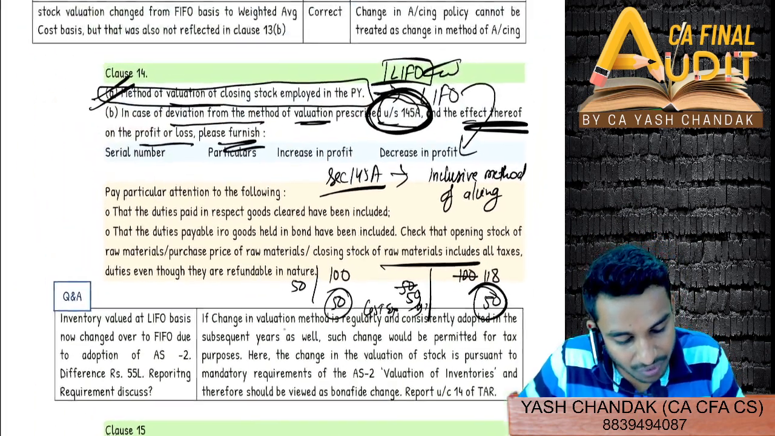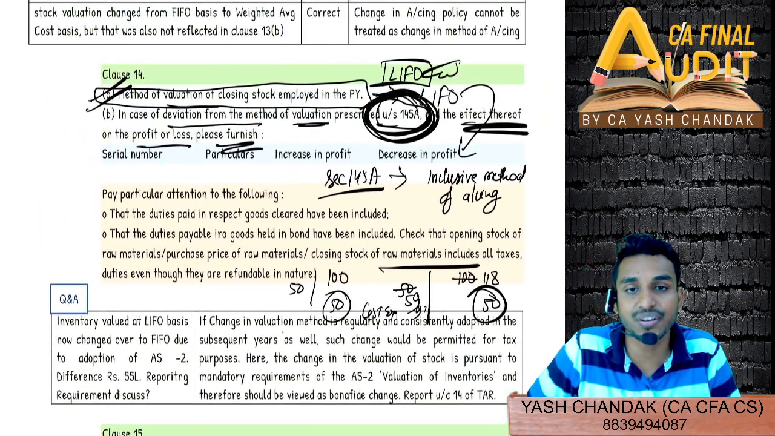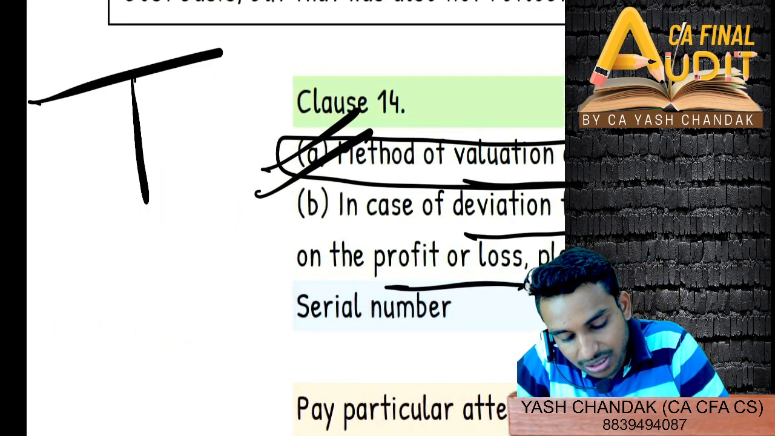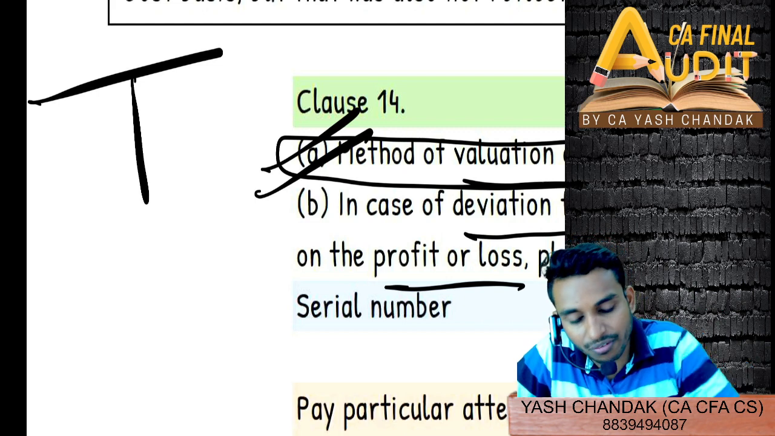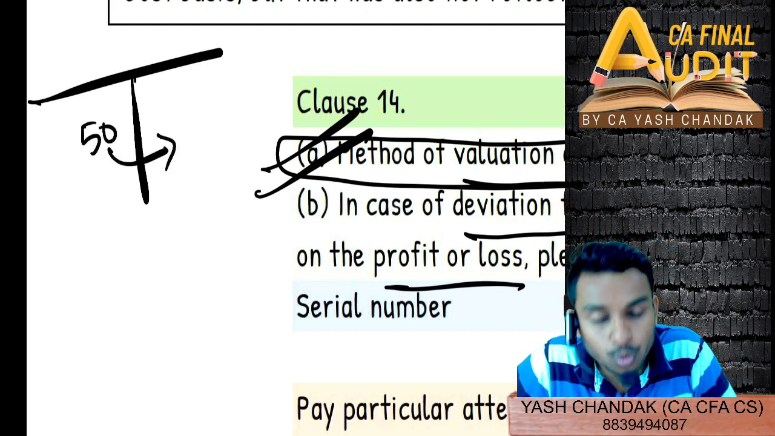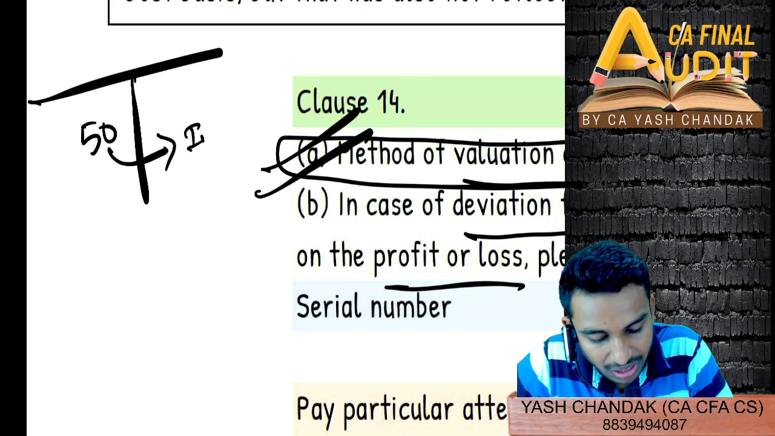So under section 145A, is there any difference in valuation of closing stock? Now suppose you are purchasing at 50 rupees and in your books of account you are disclosing it at rupees 50. Now this will go to cost of goods sold, this will go to inventory.